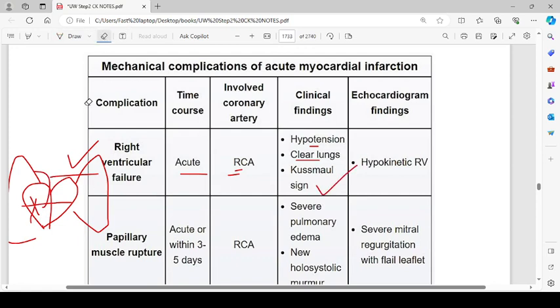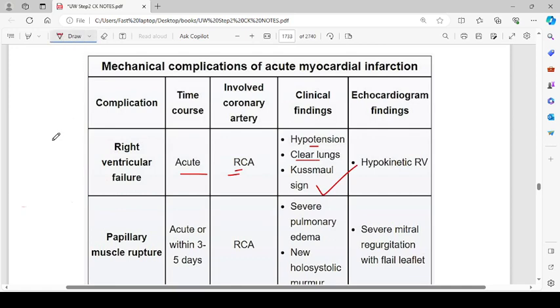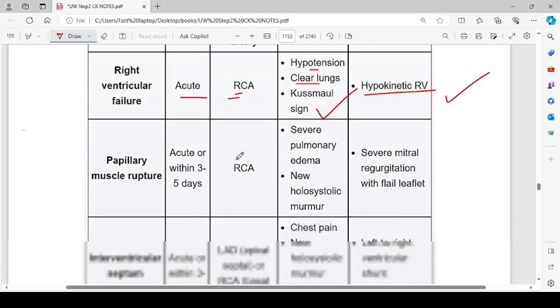Kussmaul sign. What is Kussmaul sign? Normally, on inspiration, the jugular veins collapse because the thorax is expanding and more blood is entering the right heart. But if paradoxically during inspiration the jugular veins start distending or remain distended, that is Kussmaul sign, and that happens because the right heart is not pumping. So whatever blood is entering will not be pushed into the lungs, and that will become static, and the jugular veins will become distended even more. And echocardiogram findings will show a hypokinetic right ventricle.